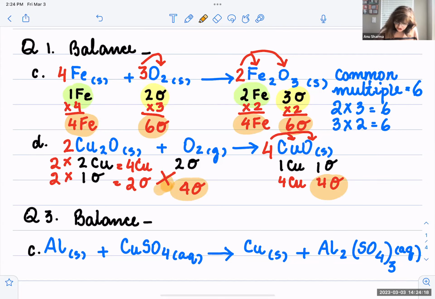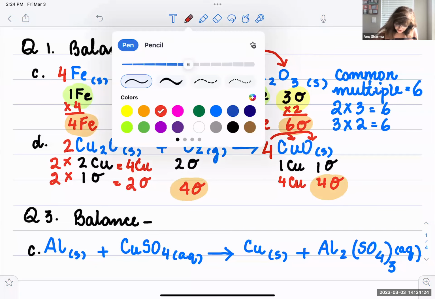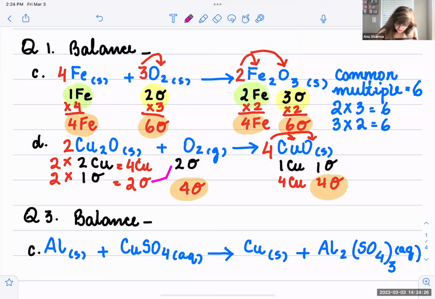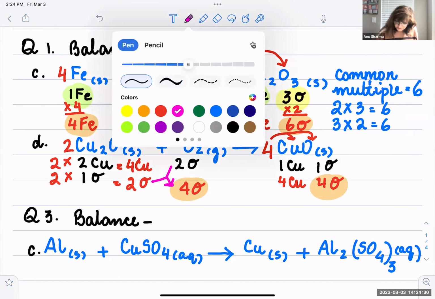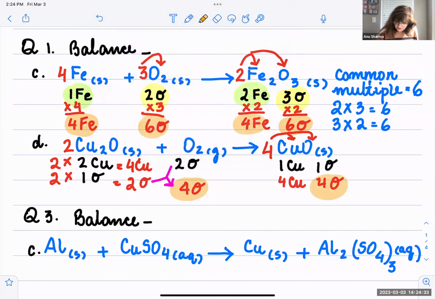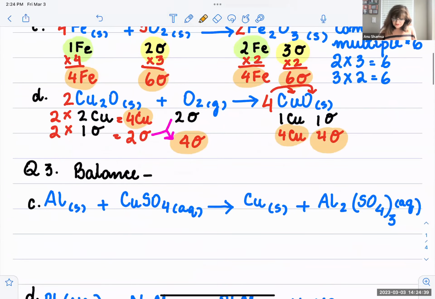Okay, let me just change this, make it look like this. When you add the 2, so 2 oxygens from one and 2 oxygens from the other, make it 4 oxygens. And then you have the 4 coppers on this side and 4 coppers here. Okay, so that's how this one gets balanced. Now let's look at the third one.